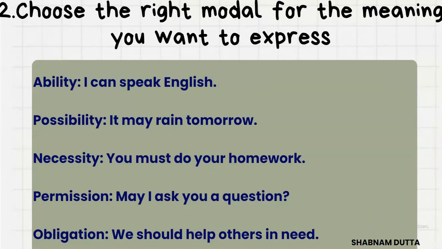Number 2, choose the right modal for the meaning you want to express. By now, we know that modal verbs can be used to express a variety of meanings, such as possibility, ability, necessity, permission, and obligation, as in the examples. Observe them. Did you notice the modal verbs are used to express different meanings depending on the context of the sentence? Yes. Therefore, to choose the right modal, you need to think about the meaning you want to convey.